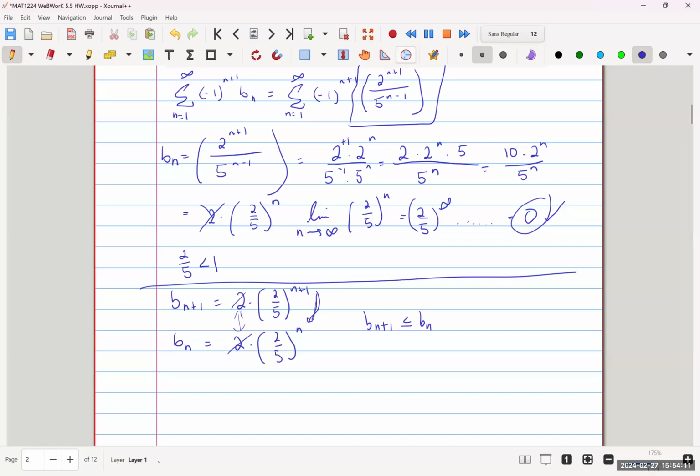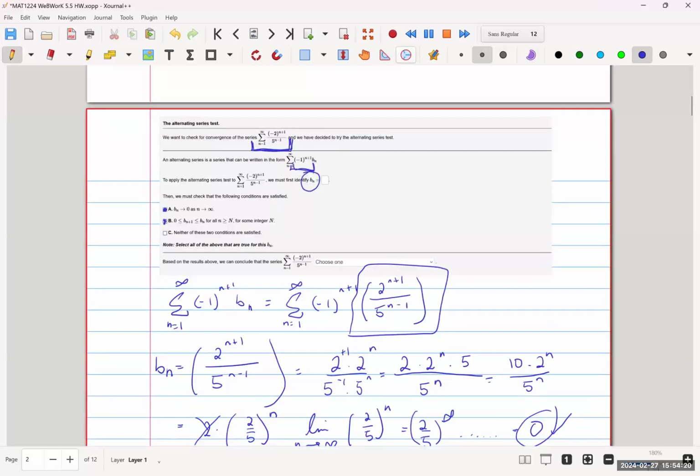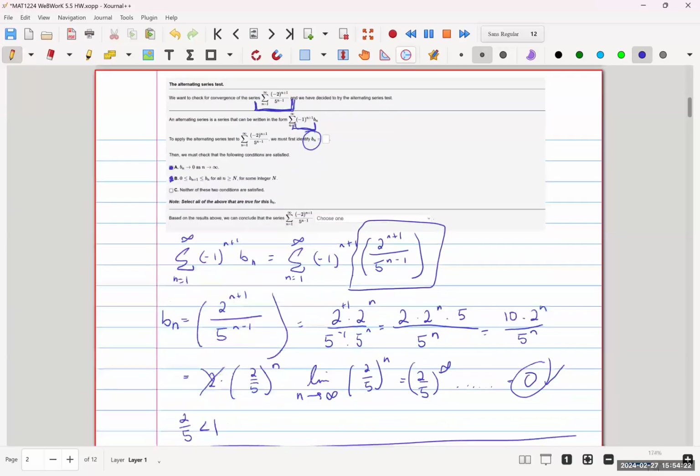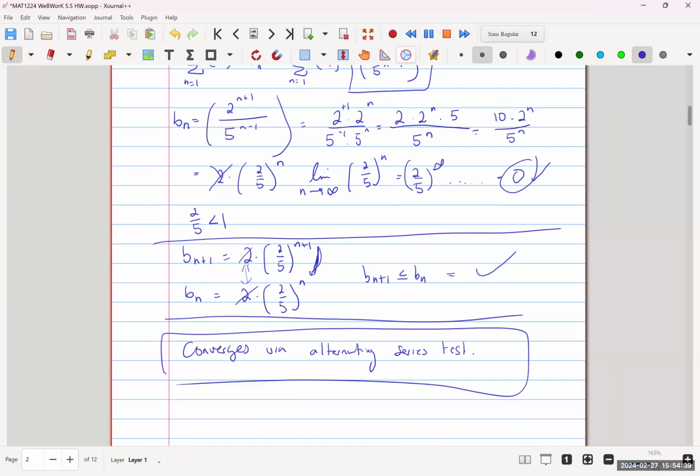All that matters is this. But that fulfills our condition B. And based on those results, we can conclude that this converges via the alternating series test, as a solution to question 2.